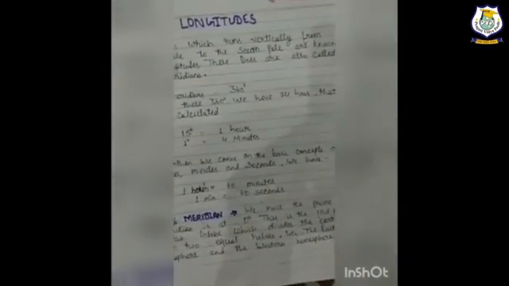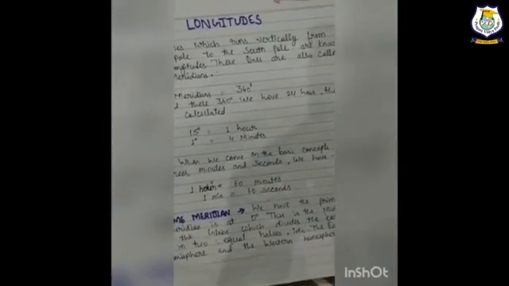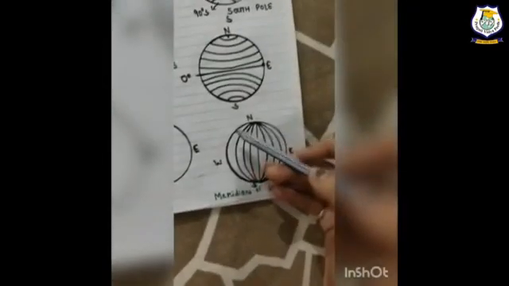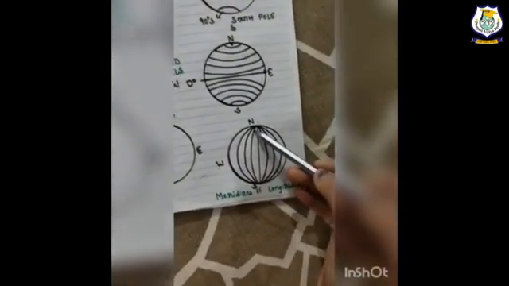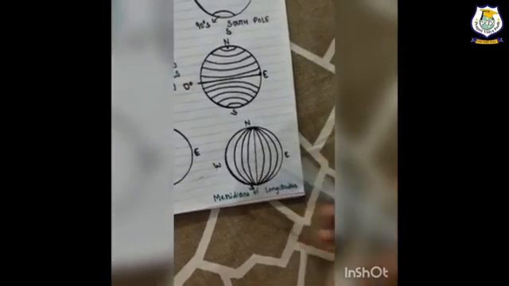Now let's move forward towards the longitude. The lines which run vertically from the North Pole to the South Pole. You can see here, these are the longitudes. The lines which run vertically from the North Pole to the South Pole are known as the longitudes, and are also known as the meridians of longitude.